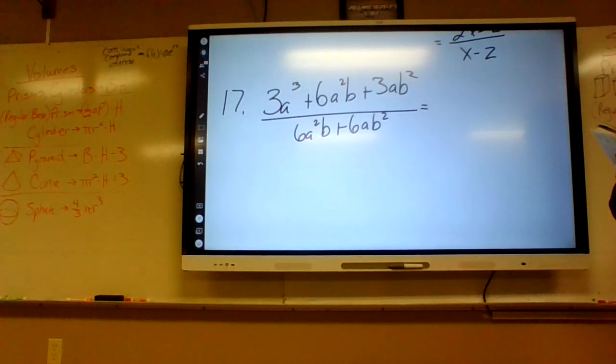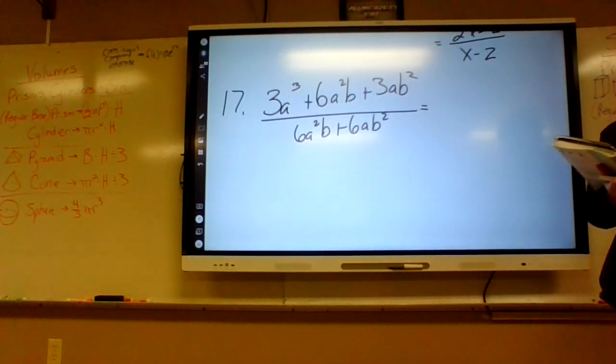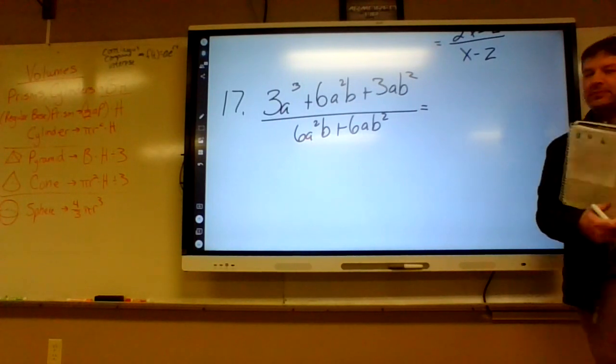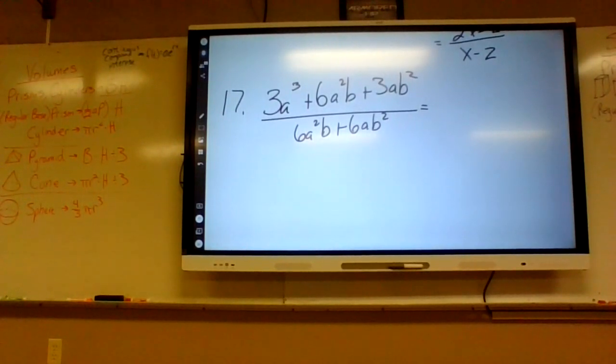Same thing. Well, actually something different on this one. I copied the right problem, didn't you? Okay, you guys see what's different on the top on number 17? Yeah, h cubed instead of squared.